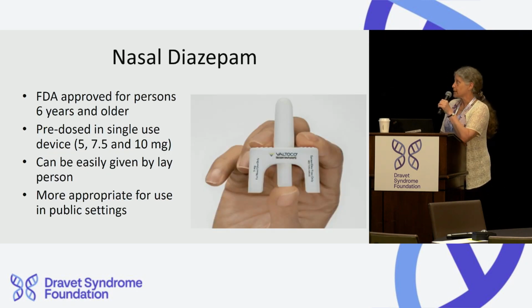We have been fortunate actually in the last couple of years that the FDA has approved a couple of new nasal medications which are much easier to give, and these are designed to be given by lay individuals. So first is nasal diazepam. This is now FDA approved for 6 years and older, and it comes in this single-use device. This goes up one nostril, and basically you just push the plunger and it gives the dose. So there's nothing about somebody having to draw up a dose, it's already pre-dosed. And easily can be given by a lay person, and the school nurses really love these devices because it is a lot easier to give a child this medication than a rectal medication, and certainly much more appropriate for a public setting.